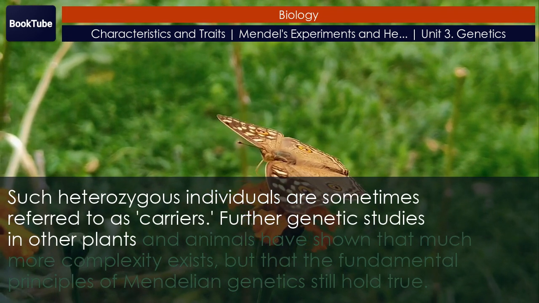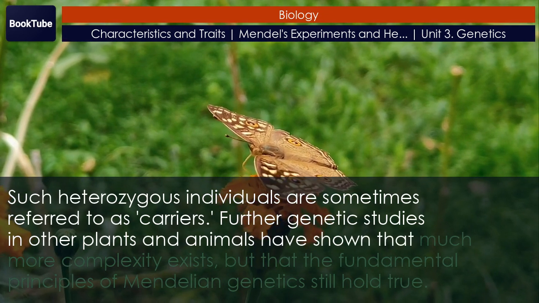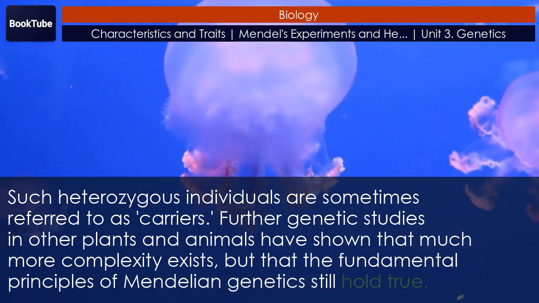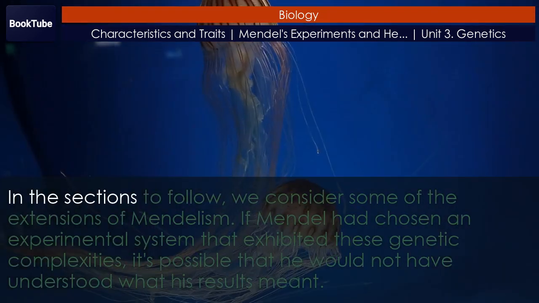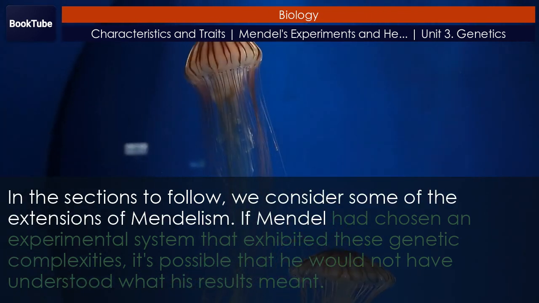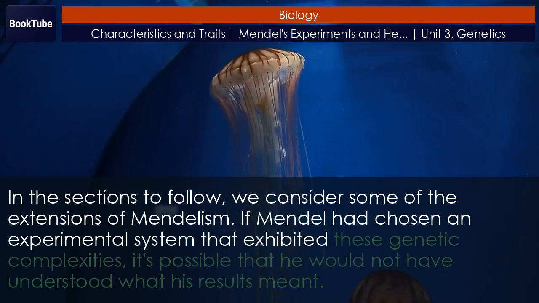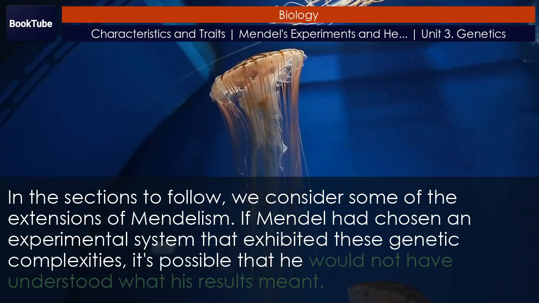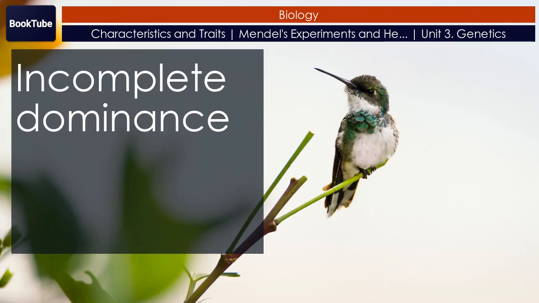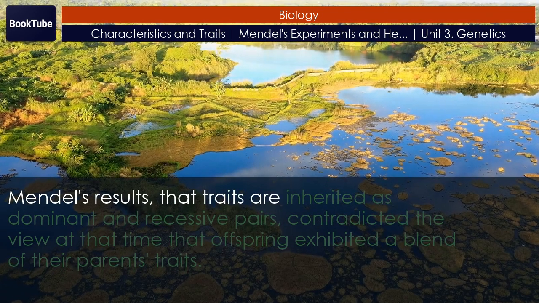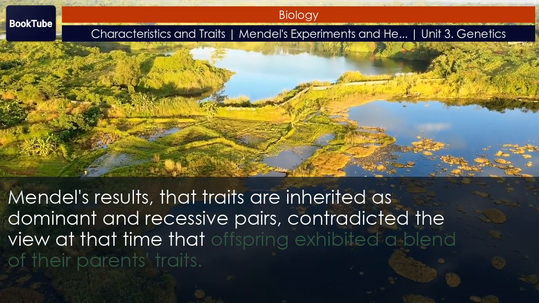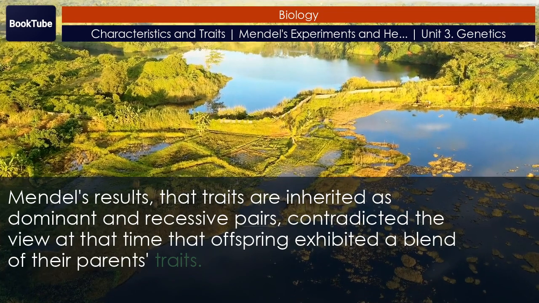Further genetic studies in other plants and animals have shown that much more complexity exists, but that the fundamental principles of Mendelian genetics still hold true. In the sections to follow, we consider some of the extensions of Mendelism. If Mendel had chosen an experimental system that exhibited these genetic complexities, it's possible that he would not have understood what his results meant. Incomplete dominance. Mendel's results, that traits are inherited as dominant and recessive pairs, contradicted the view at that time that offspring exhibited a blend of their parents' traits.